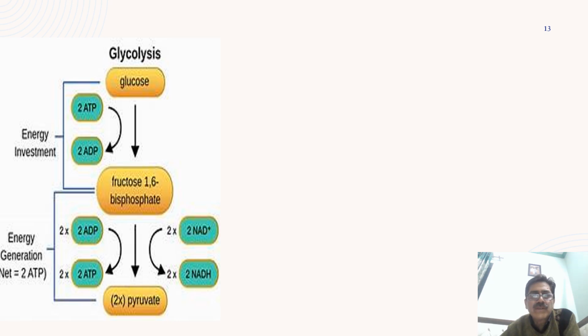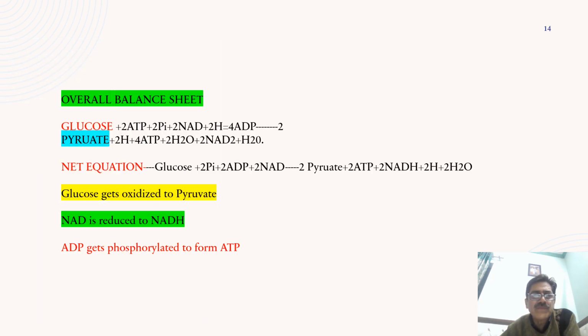Okay. Now this is the balance sheet. We started with glucose. This is the net reaction. Glucose is converted to 2 molecules of pyruvate. We started with 2 ADP, 2 NAD, and lastly we got 2 ATP molecules per molecule of glucose. So glucose gets oxidized to pyruvate. NAD, nicotinamide adenine dinucleotide, is a cofactor. This is in fact a coenzyme. NAD coenzyme is reduced to NADH, and ADP gets phosphorylated to form ATP.